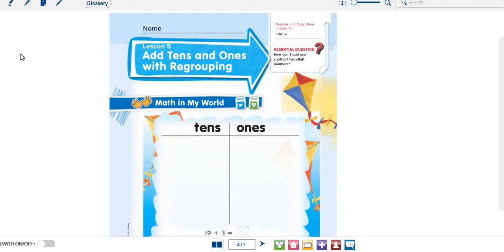Our lesson today is add tens and ones with regrouping. Through this lesson, we are going to learn how to add two numbers when we have more than 10 ones. That means we have to regroup. How can we do that?